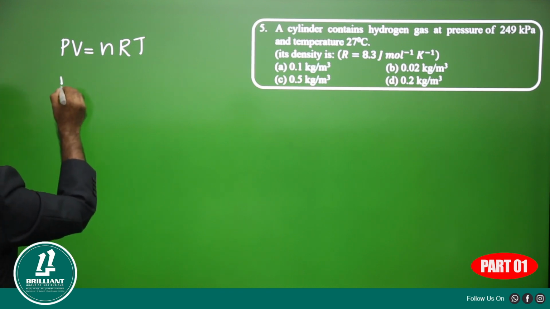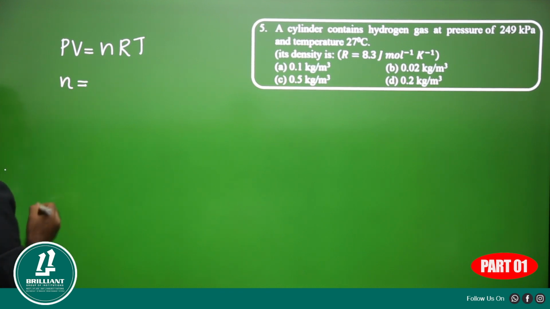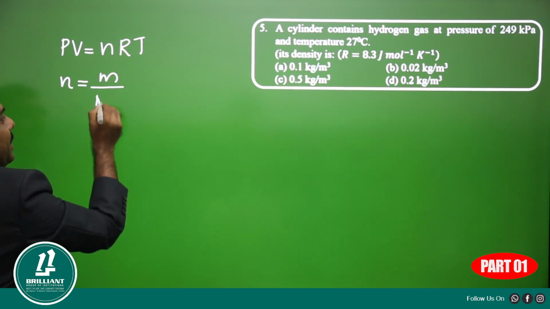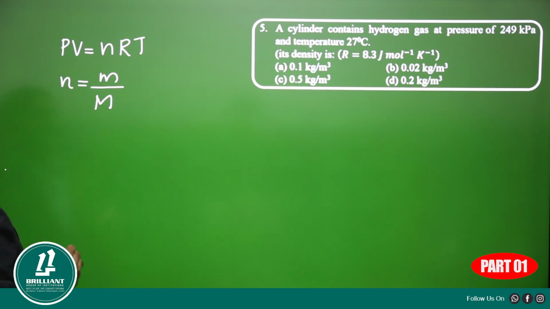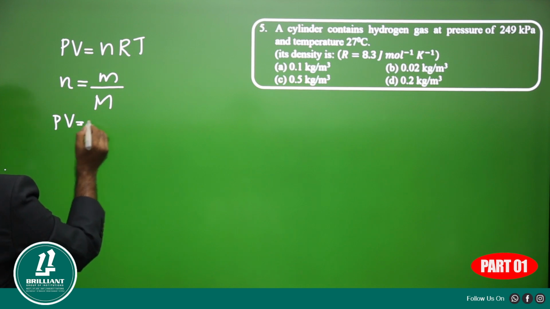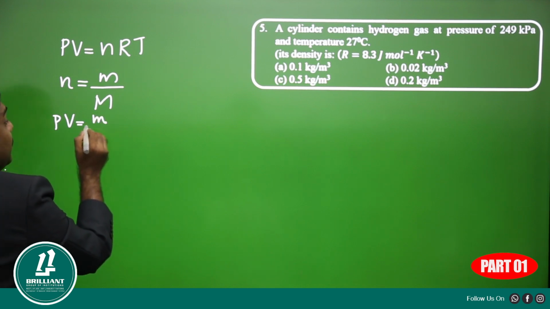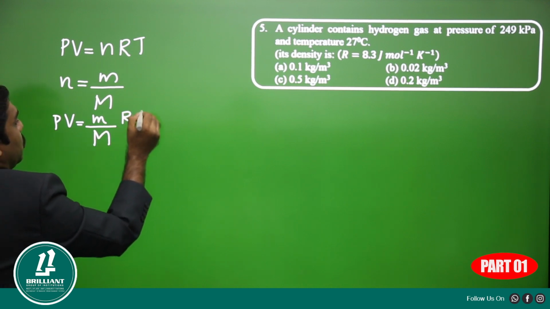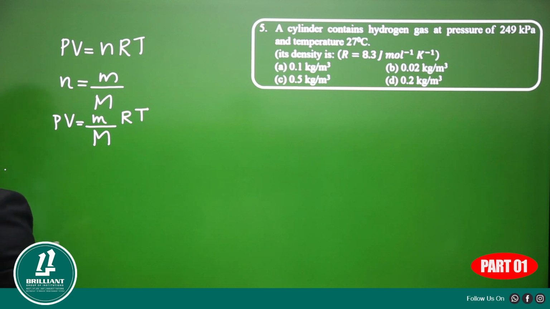So n is the number of moles. How can we find the number of moles? Number of moles we can find as mass divided by gram molecular mass. So we can write PV is equal to mass of hydrogen divided by gram molecular mass of hydrogen, into RT. Now we want to introduce density there.